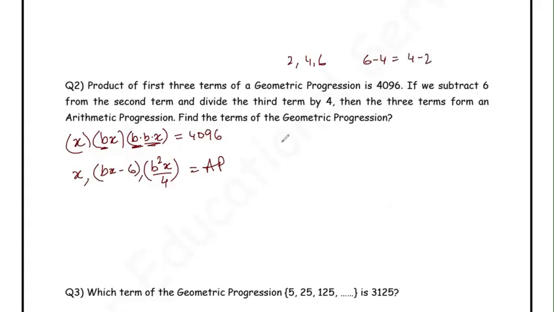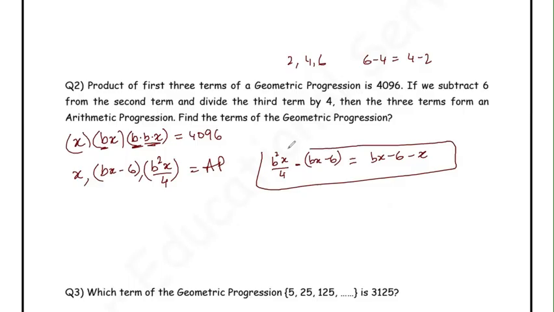So that's what we're going to do out here. We're going to say b square x upon 4 minus (bx minus 6) in bracket, don't forget the bracket, is equal to bx minus 6 minus x. Got it? That's one relationship that we can work with.